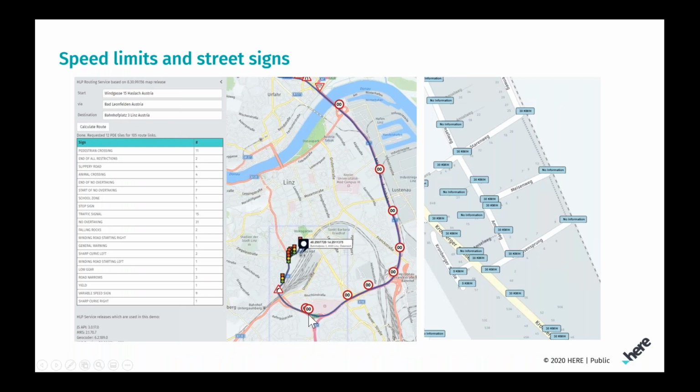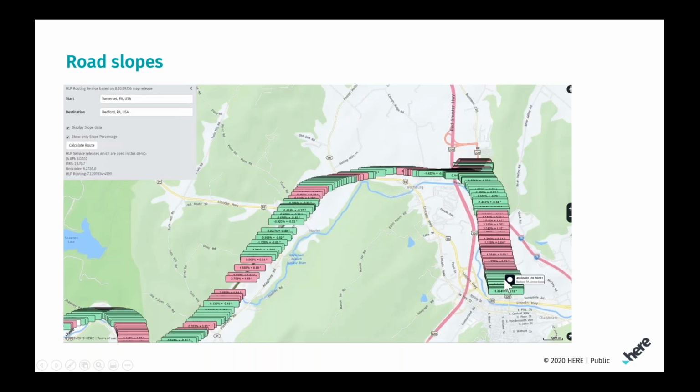This is an example of the speed limits and the street signs that you can access through our APIs. And the road slopes. For each road segment, you can calculate the value of the slope. As you can see, it can be used in applications for safety, and at the same time, if you're driving an EV car, this will affect your fuel consumption and basically electricity consumption. And you want to know how far you will be able to go if it's a mountainous area, or a more flat area.